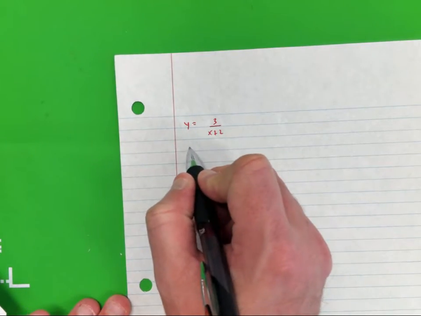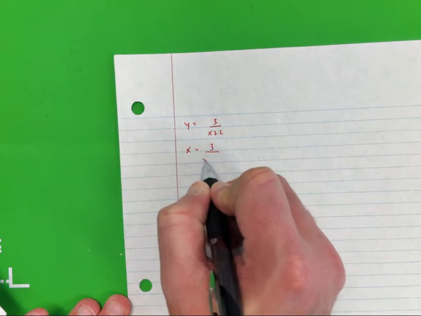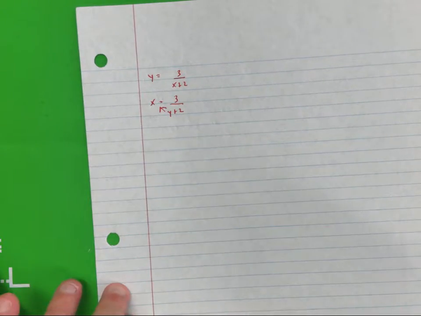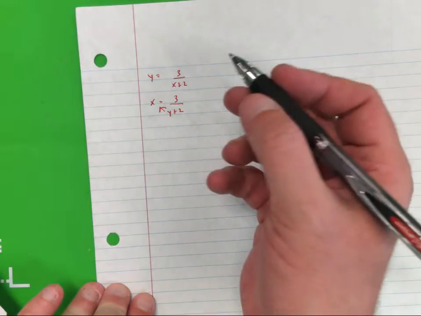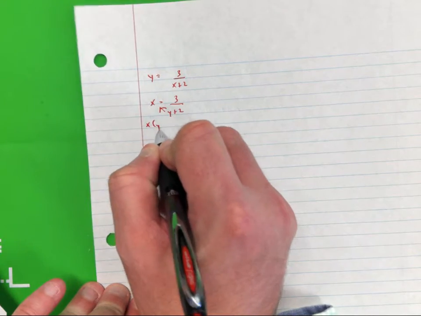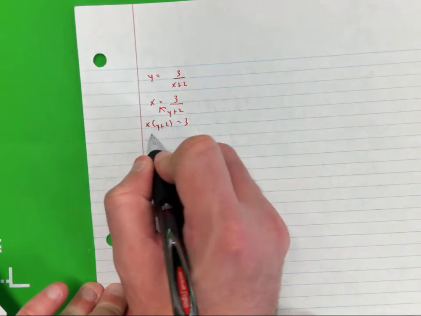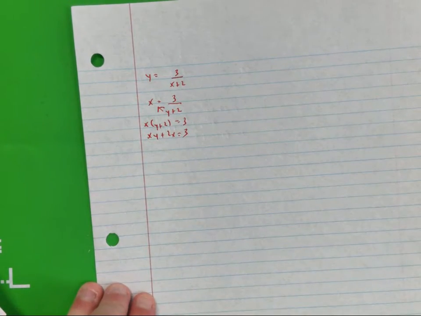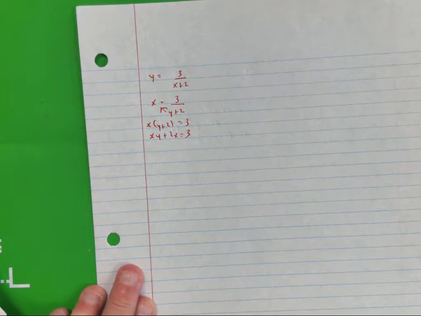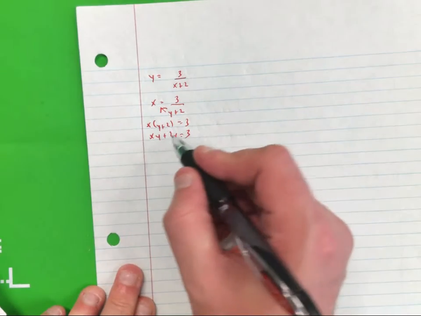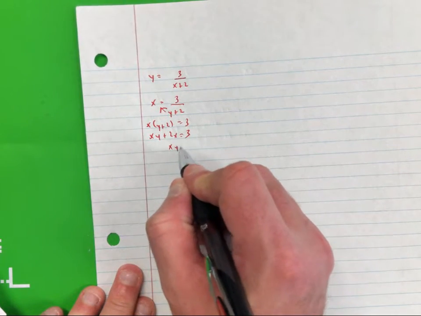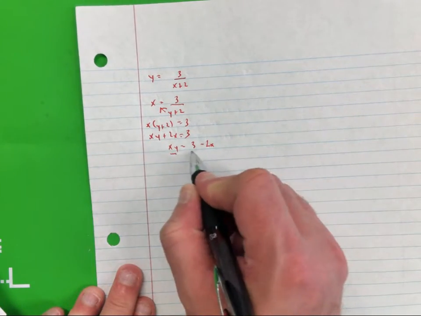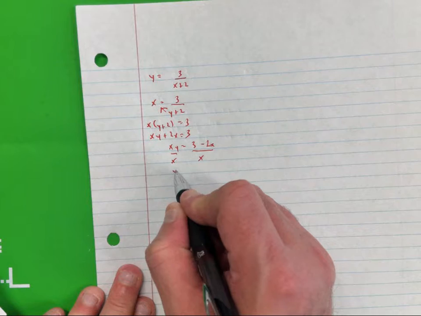I'm going to swap x and y. Then I'm going to cross multiply. Can everybody see that? Alright, that gives me x times y plus 2 equals 3. xy plus 2x equals 3. I want to get y by itself. Well, I only got one y, so I'm going to start moving stuff over. So that's going to be 3 minus 2x. And then I'm going to divide both sides by what? Yeah, I was right.